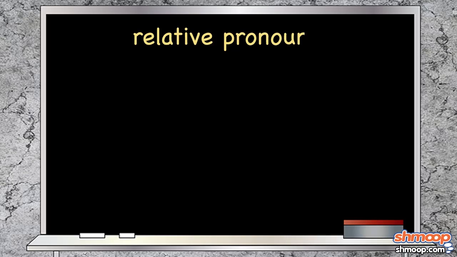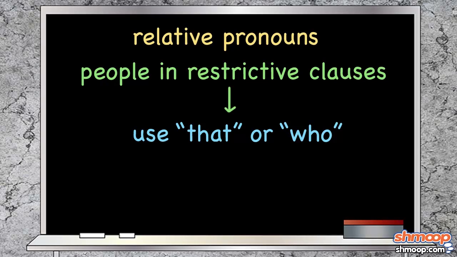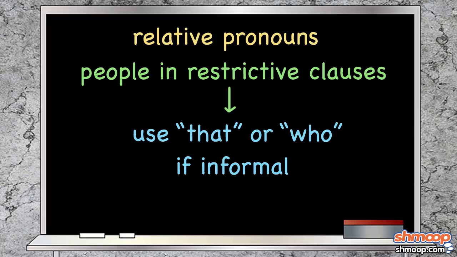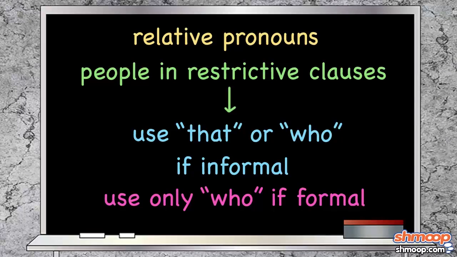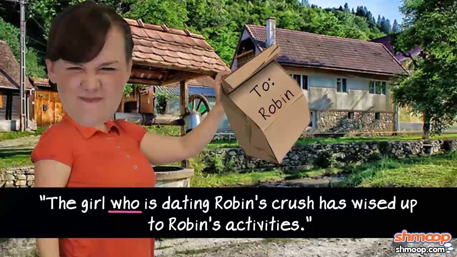We have just one more thing to say about relative pronouns. When referring to people in restrictive clauses, we can use the relative pronouns that or who, so long as we're speaking informally. For example, while we could say Robin is the kind of person who obsesses over guys, we could also say Robin is the kind of person that obsesses over guys. Both ways are correct. However, if we're speaking formally about a particular person, we need to use the relative pronoun who. For example, the girl who is dating Robin's crush has wised up to Robin's activities.